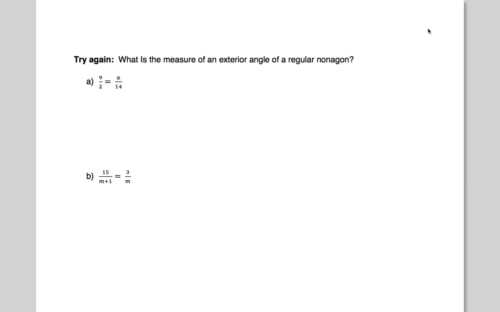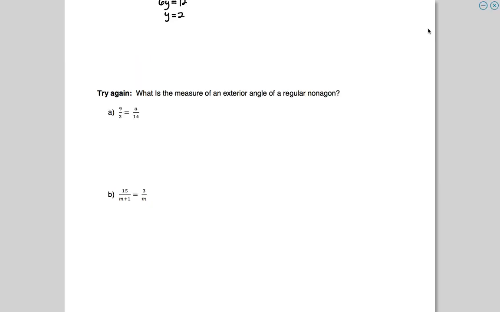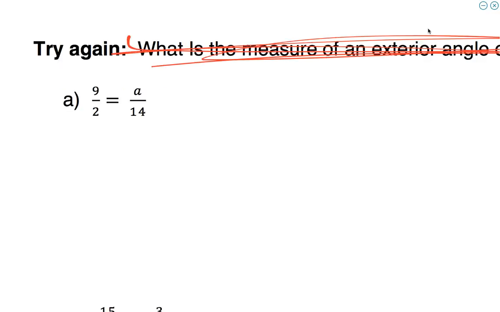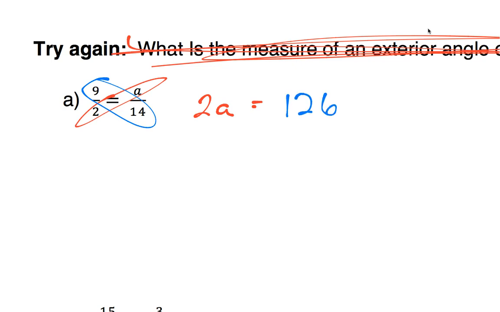Try again. I think this here is a little bit of a mistake. Let's ignore that. 2a equals 9 times 14, which is 126. Divide both sides by 2. A equals 63.